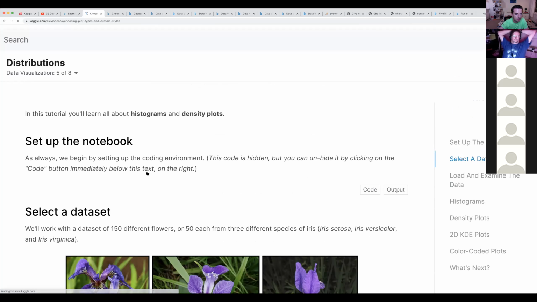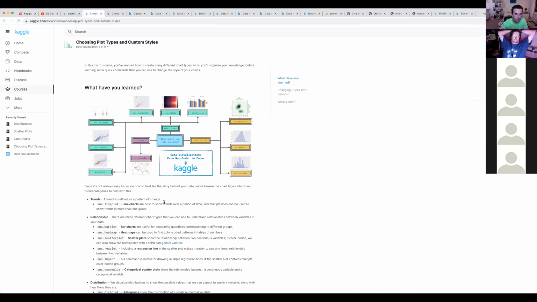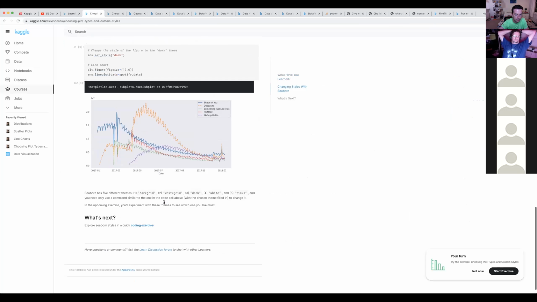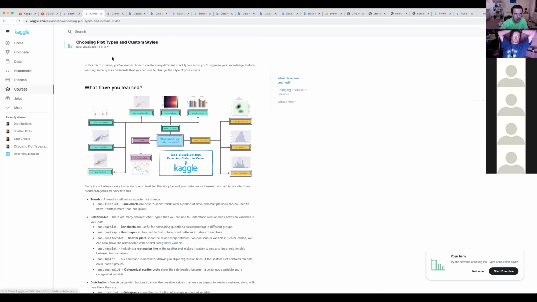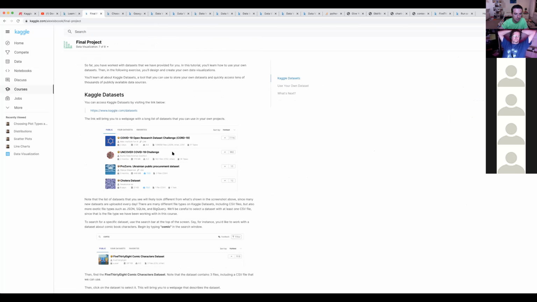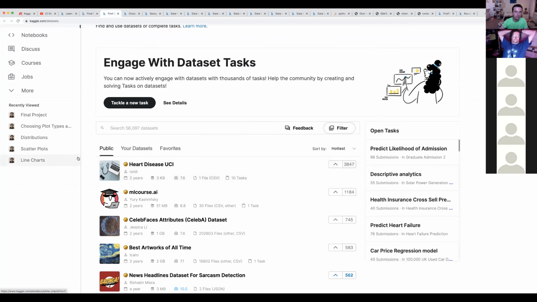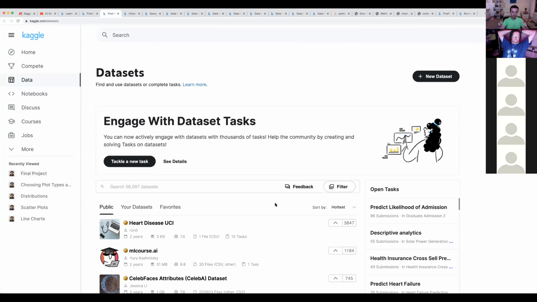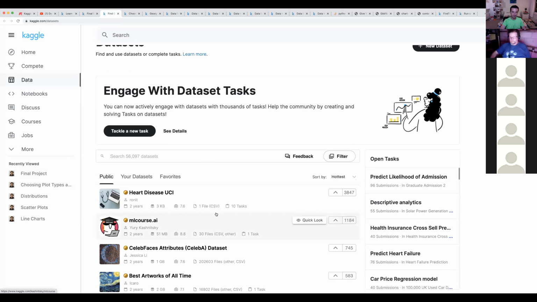6, we looked at this already. This is the different styles and what kind of visualization you want to choose. And 7 introduced us to Kaggle datasets, which is a really cool and beautiful place where you can find different datasets.